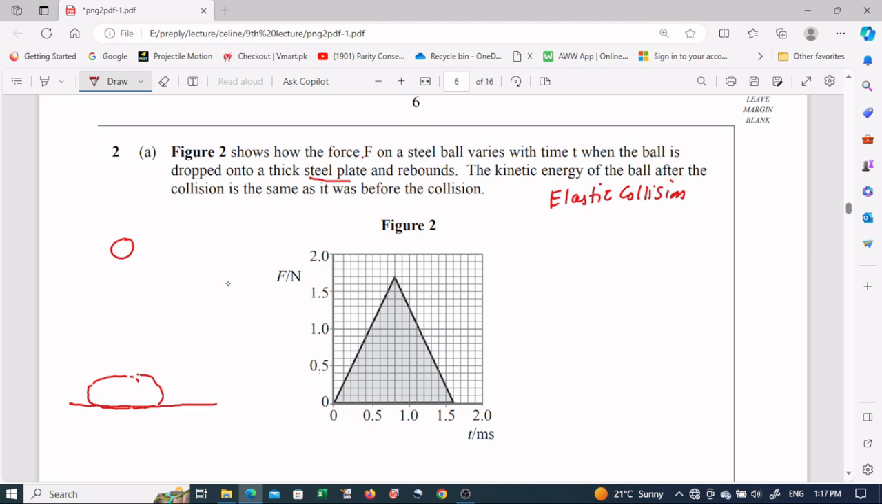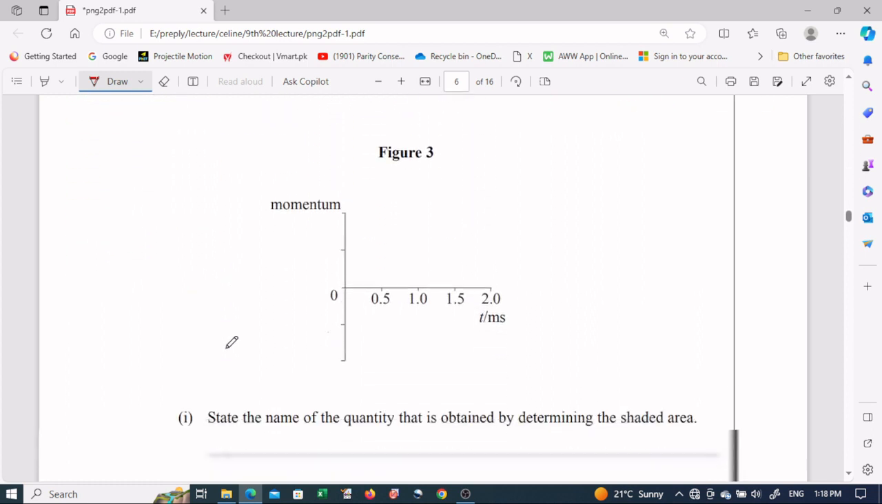So this is Figure 2. As you can see, the force on the ball increases until it becomes maximum, almost 1.7 newtons, and then it reduces and becomes 0. The whole scenario takes 1.6 milliseconds. So first we are going to discuss the questions, then I will explain.